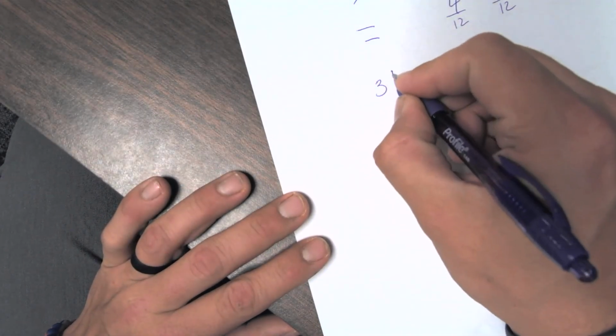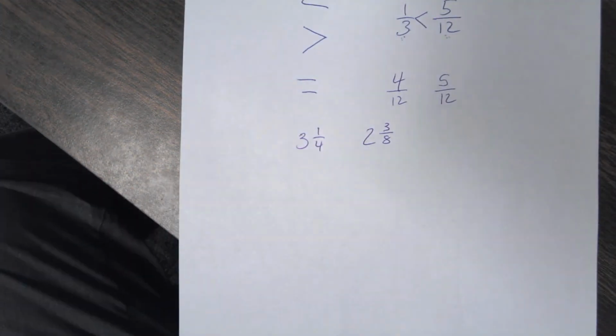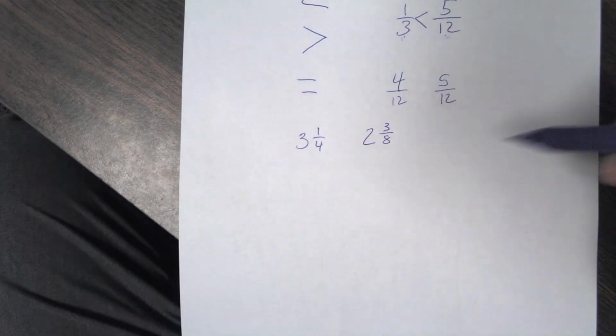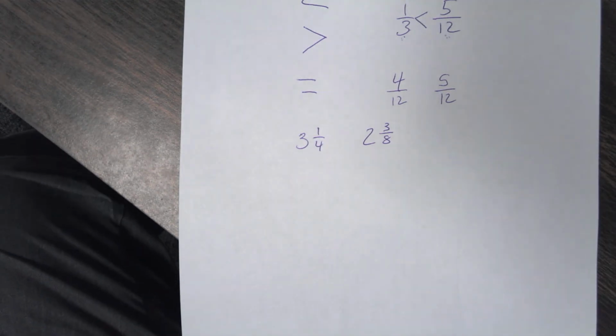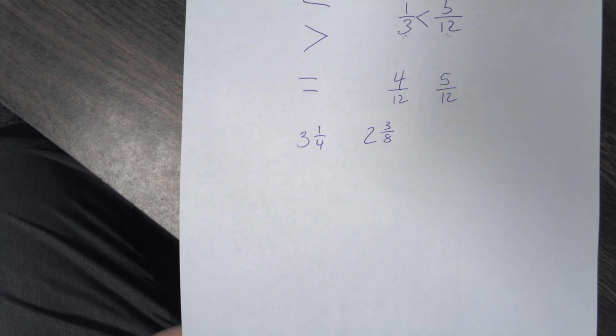Now, what you're also going to see is something like this. 3 1/4, and we want to compare it to 2 3/8. So what do you think our first step is here? If we're trying to figure out which one's less than, greater than, or equal to. You have to find the least common multiple. Nope. Now with a mixed number, what do you got to do first?